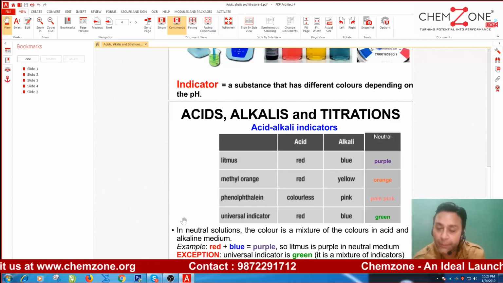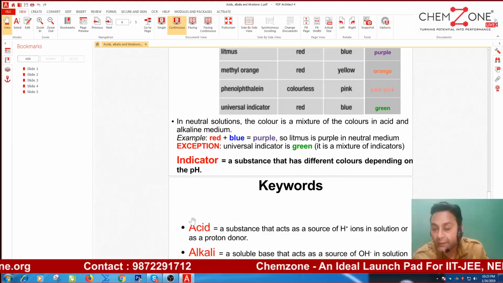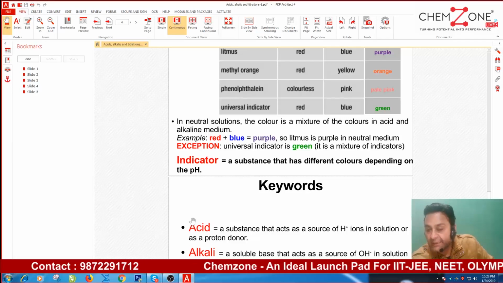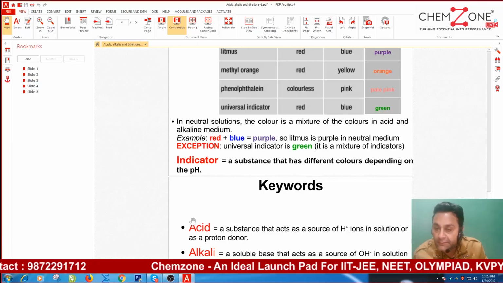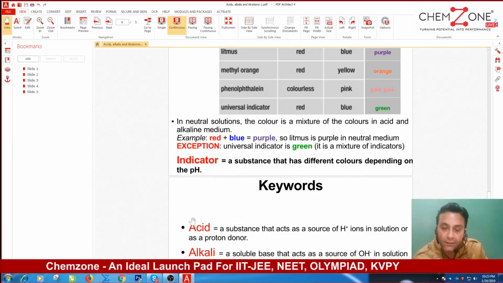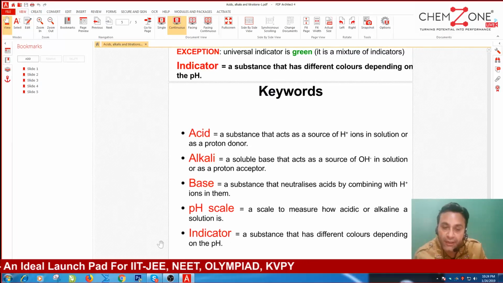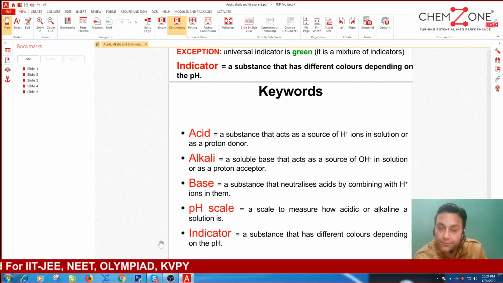So this chart you have to remember. Universal indicator itself is green in color, right? Because it contains a mixture of indicators. So define on this page: acid, alkali, base, pH, indicator. No, I get all of that.